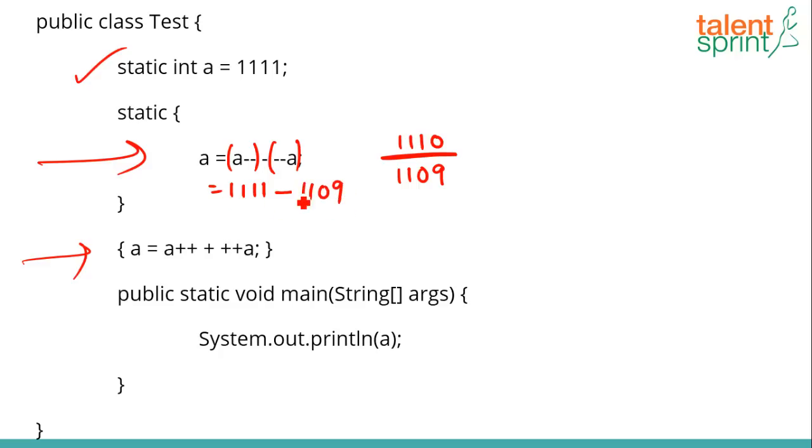Now when you subtract 1109 from 1111, you get 2. So after the execution of the static block, as soon as the class is loaded, the value of a becomes 2. And since in the main we are directly printing the value of a, this block that you see here will never get executed. Correct? So the output will come out to be 2. Alright? I hope this is clear.